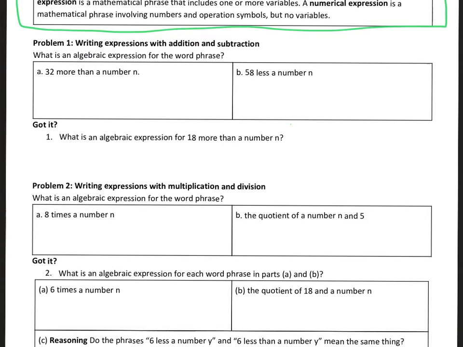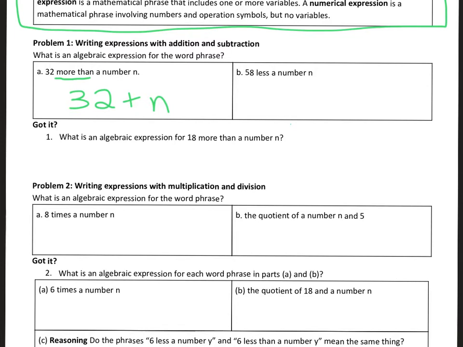So you're going to look for some keywords when you're trying to write expressions from word sentences. So in part A, I want you to translate 32 more than a number n into an algebraic expression. So we've got to look at some things here. We know 32 is going to be in our expression. We know n is going to be in our expression. The thing we have to think about is the operation. And I'm looking at that phrase, more than. If I'm talking about an expression and I'm using the term more than, I'm going to say that means to add. So I'm going to say 32 plus n is my algebraic expression.